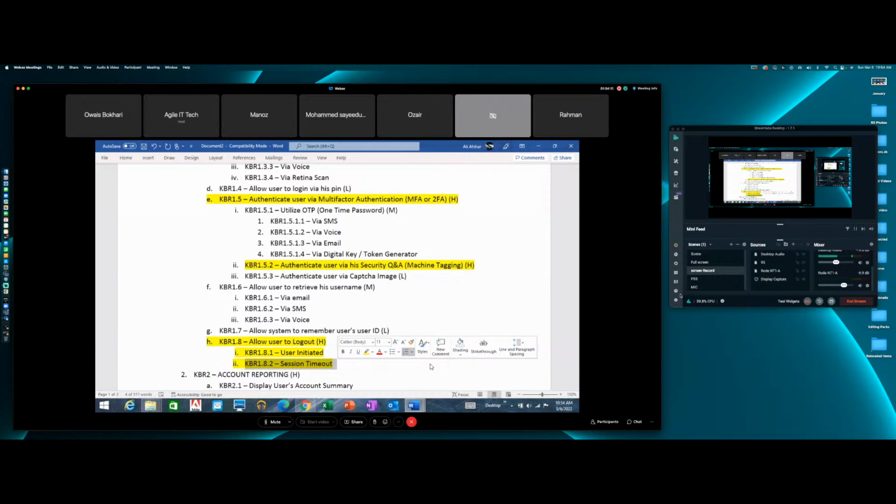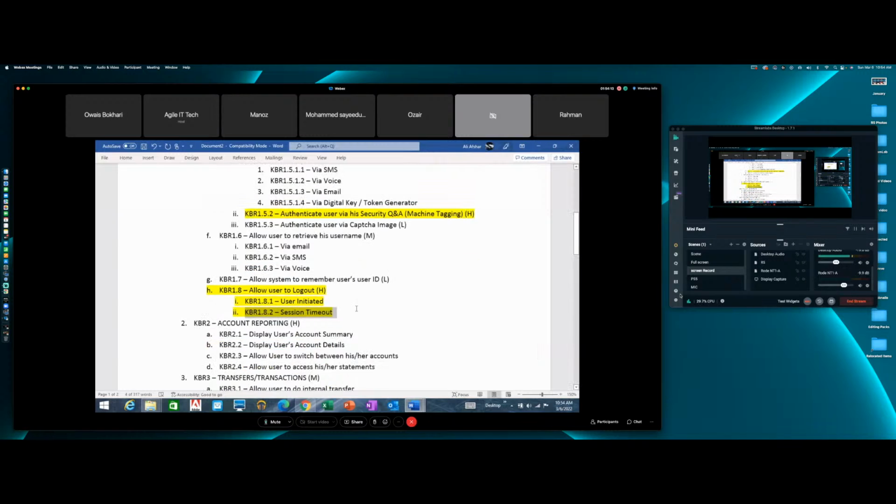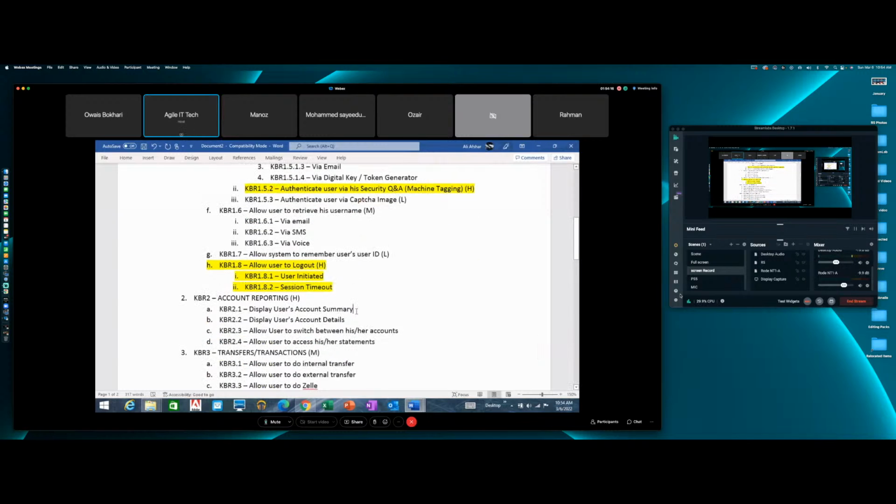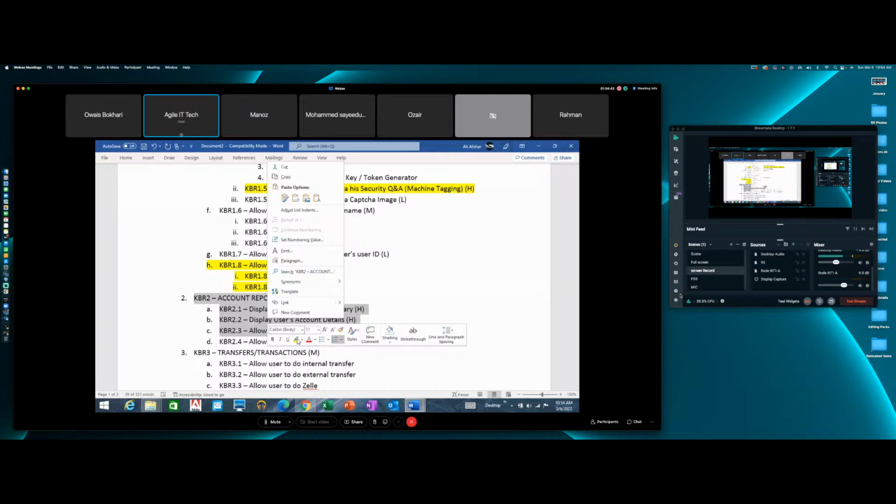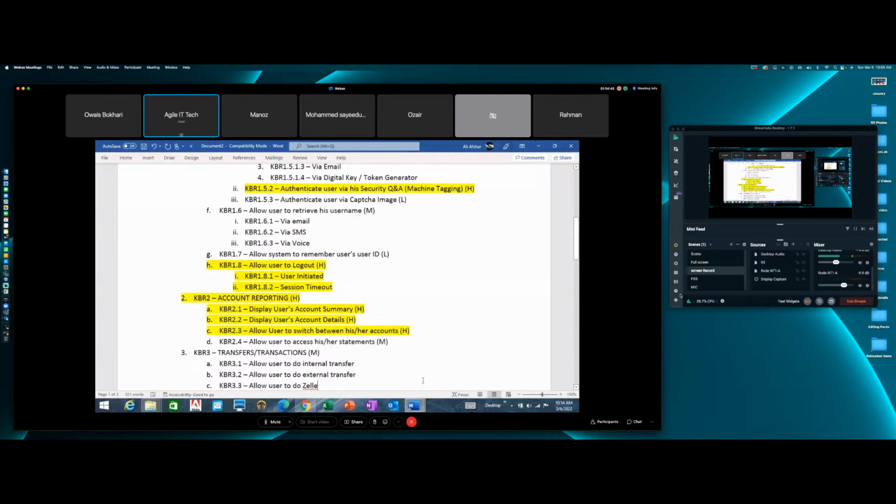Here, of course, account summary will be a high, right? And your account details also, to a certain level, will be high. You will have to allow the user to switch between his accounts. This will also be a high. And allow him to see his statements. That could be a... what? Medium, right? So I need to at least build this much to go live. And that is basically my goal.